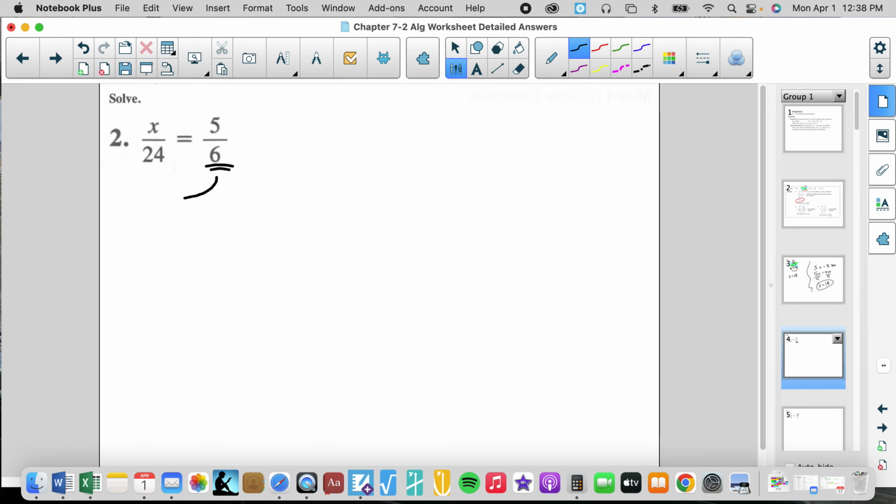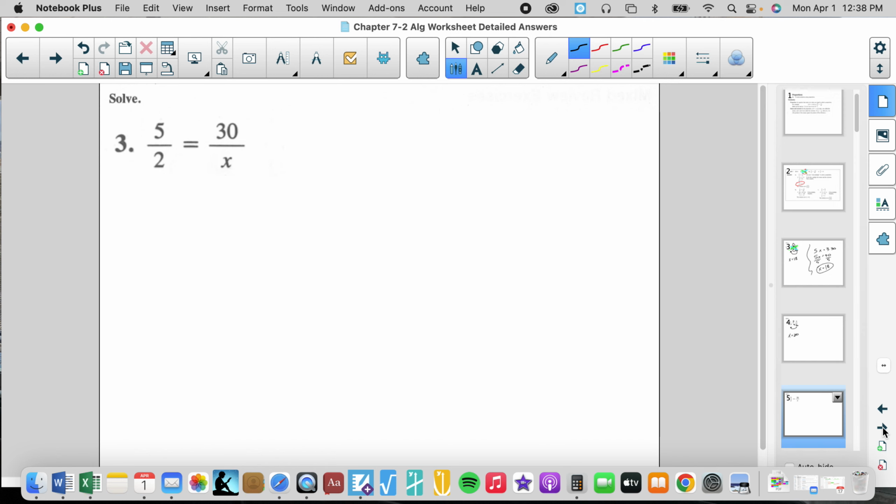I'm going to continue on with this. 6 times 4 is 24, so x equals 20. That's the most efficient way. It's when we don't get a going from the unknown to the known. 5 times 6, 2 times 6, x equals 12.